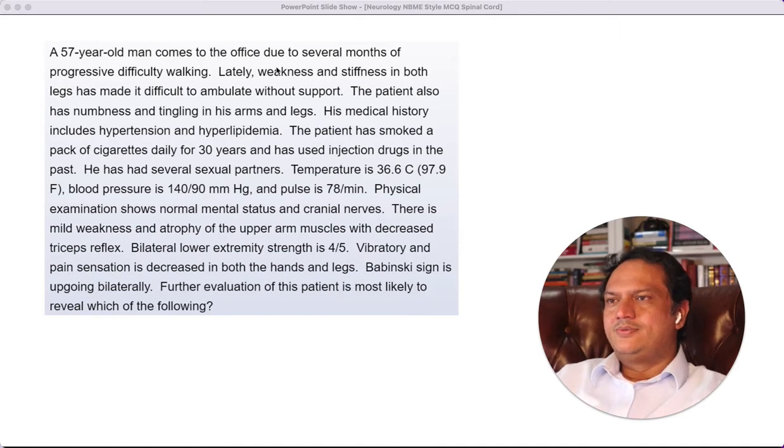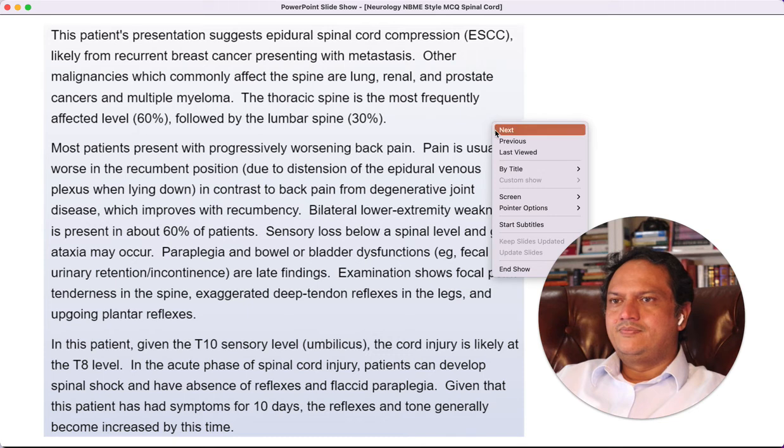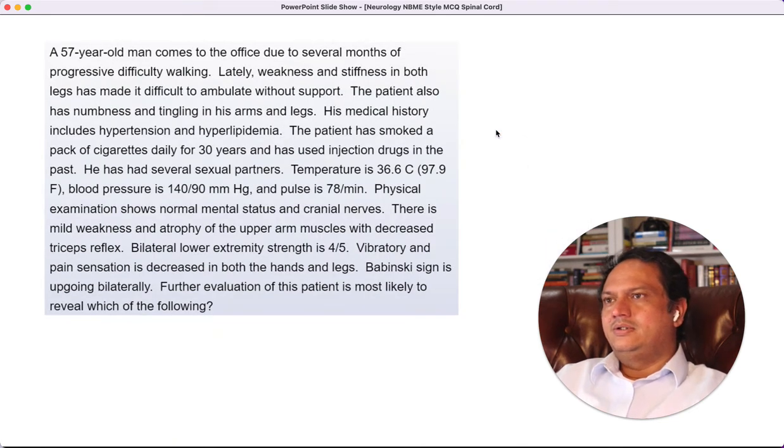57-year-old male who comes to the office due to several months of difficulty walking, progressively, and lately weakness and stiffness in both legs has made it difficult to ambulate without support. The patient also has numbness and tingling in his arms and legs. So, progressively difficult walking, 57-year-old male, several months, and now he's having both arms and leg numbness and tingling.